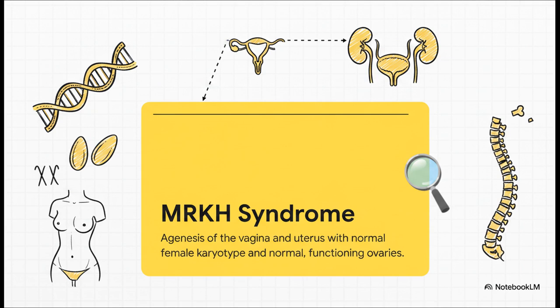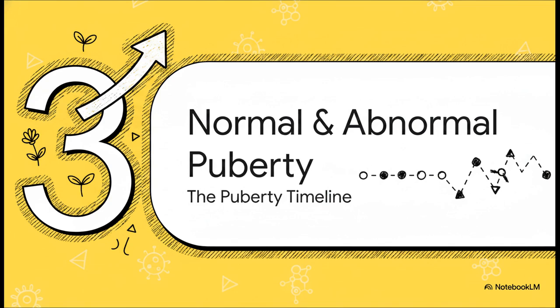The huge take-home point for your exams: always check for other problems. About 40% of these patients have urinary tract defects, and about 12% have skeletal issues. Okay, so we've covered the structural problems. Let's switch gears to the functional side of things, the puberty timeline. You've got to know the normal sequence of events like the back of your hand, because it's the only way you'll be able to spot what's abnormal.